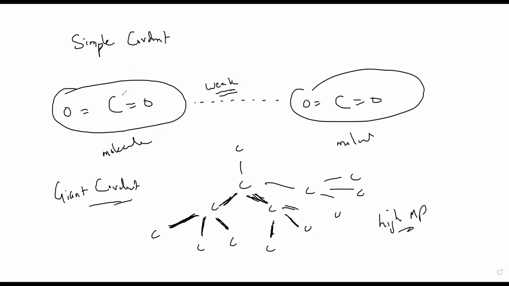But for a simple covalent substance, this is a bond between the atoms. This is a covalent bond. But between the molecules, there is no strong force. That's why they have a low melting or boiling point. So simple covalent substances have a low melting point, whereas giant structures will have a high melting or boiling point.